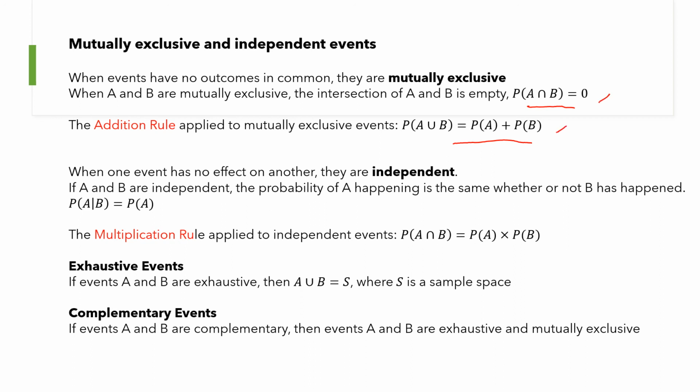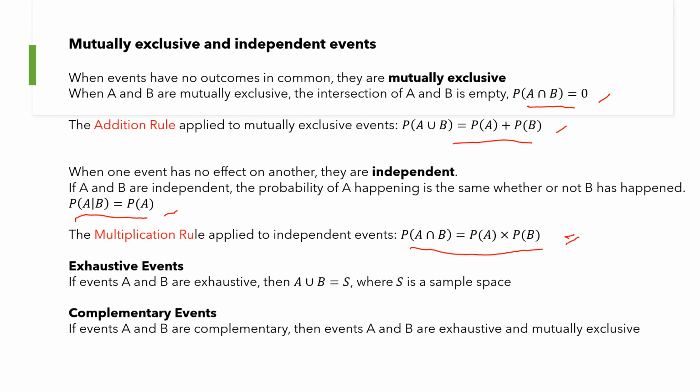So independent. When one event has no effect on another, they are independent. If A and B are independent, the probability of A happening is the same whether or not B has happened. The multiplication rule applied to independent events is P(A intersect B) equals P(A) times P(B). So the other two things you can use to prove it is independent are these two. If it is equal, that means the events are independent.